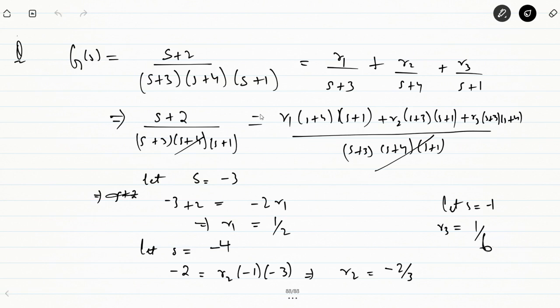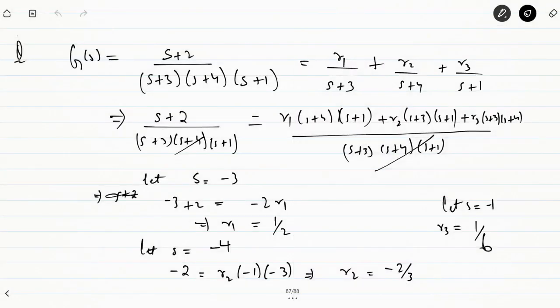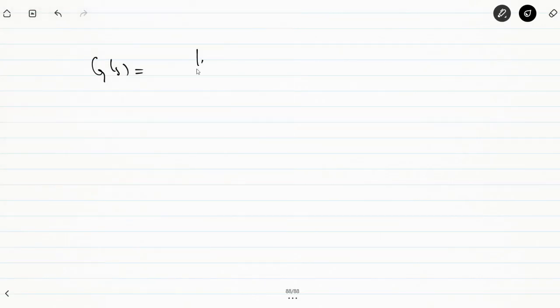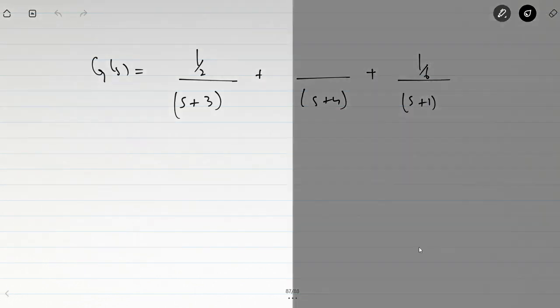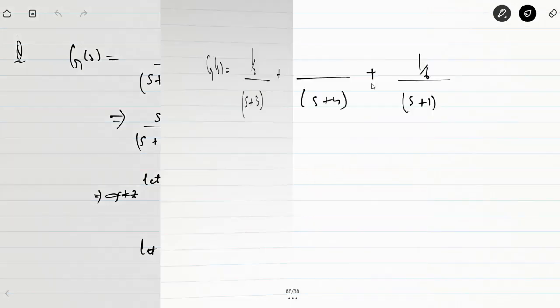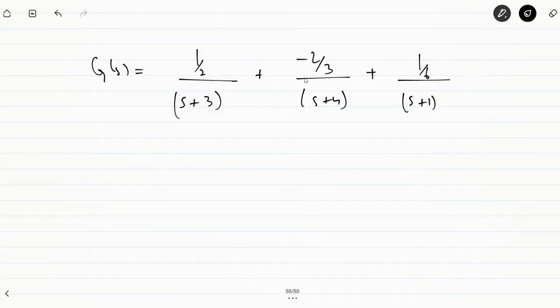तो आपका बेसिकली जो g of s है, जो आपकी ट्रांसफर फंक्शन है, that comes out to be equal to r1, that's 1 by 2, divided by s plus 3, plus r2 divided by s plus 4, plus r3 divided by s plus 1. So r2 was minus 2 by 3. तो ये आपका G of s है.